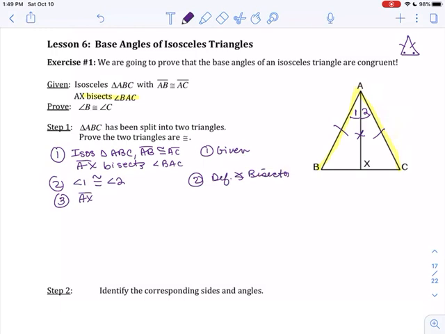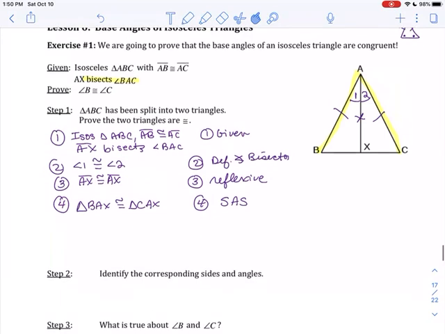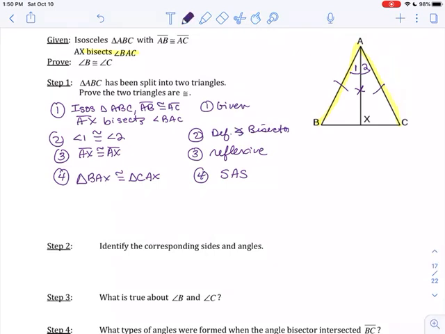Now AX is also shared in both triangles. So whenever they share a side, I say that side is congruent to itself. AX is congruent to AX. Remember, I'm trying to prove that these two triangles are congruent to each other. So something is always congruent to itself by the reflexive property. And now I have enough to say the two triangles are congruent. So the triangle on the left, BAX, is congruent to the triangle on the right, CAX. And the reason is side angle side. Notice I have two sides and I have the angle between them.